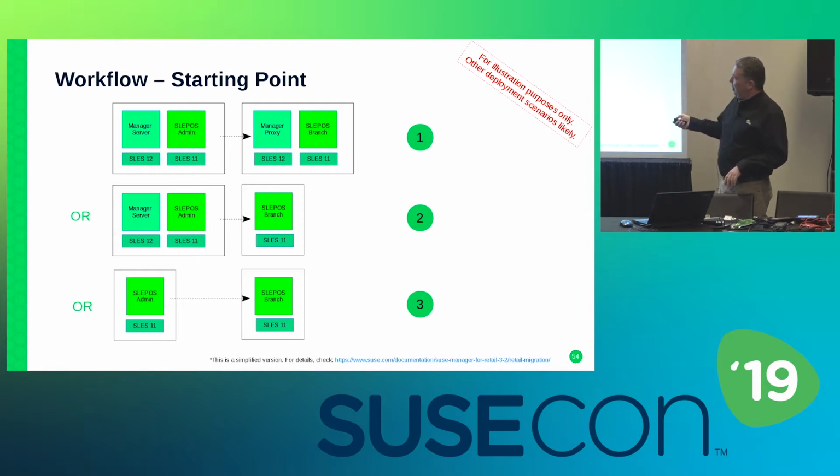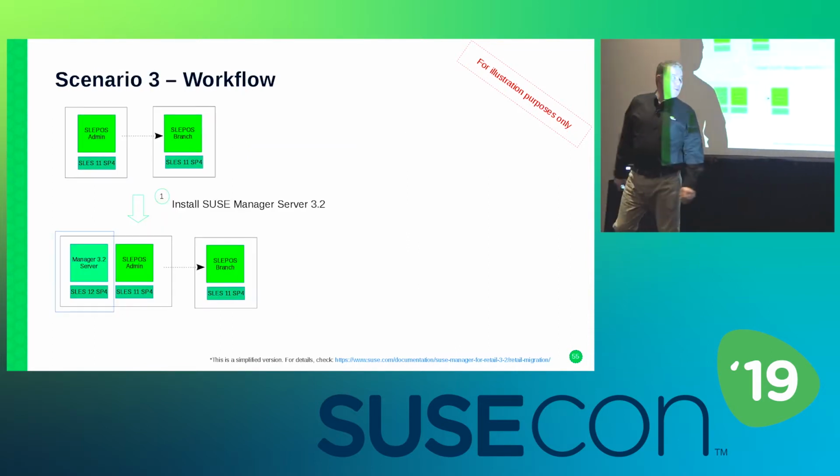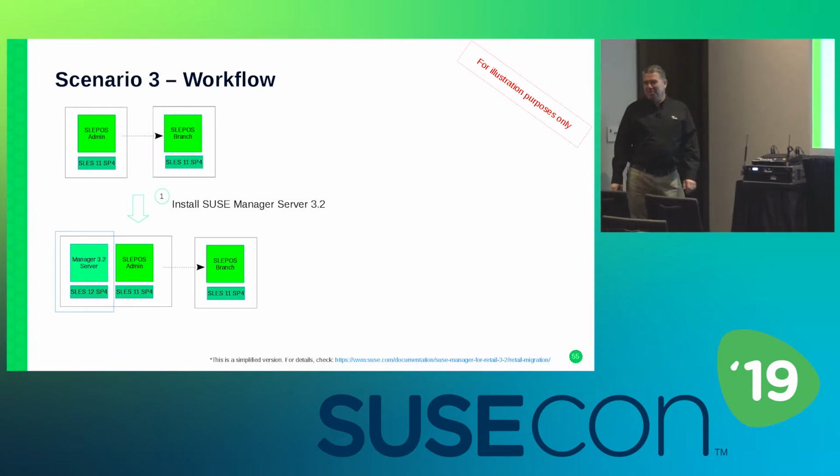You've got your retail setup. There's another one where you have a SUSE Manager, but you've got no proxies. And then there's the simple one at the bottom, which is you have the point of service admin server and the branch server, and that's it. Okay? And everybody gets one guess which one we're going to start with. The simple one, of course. Take the easy one first.